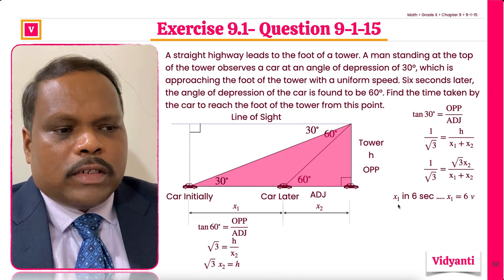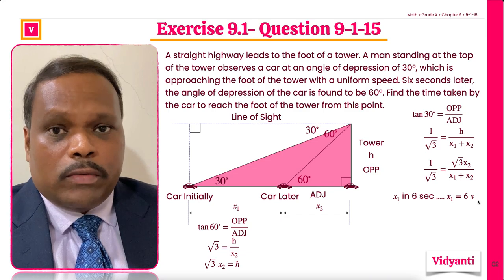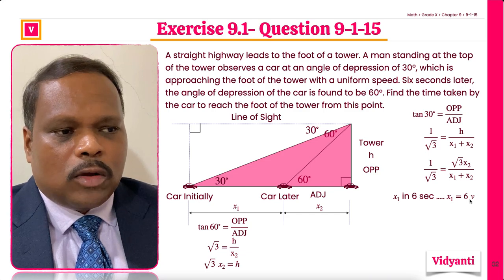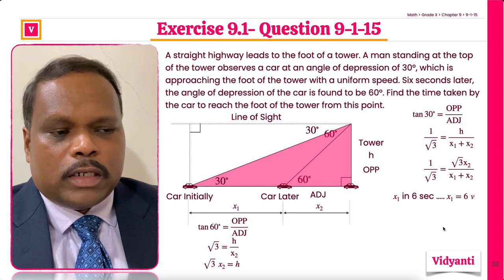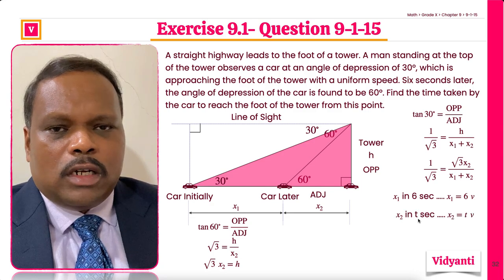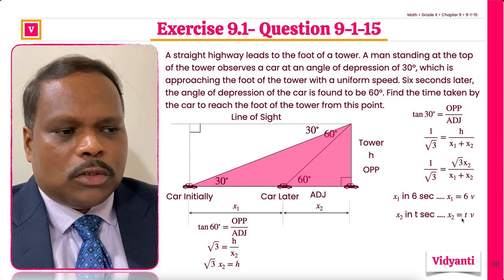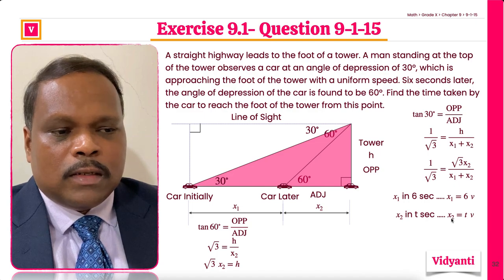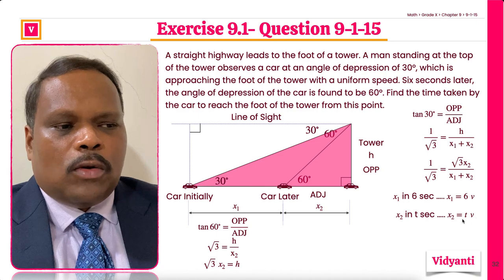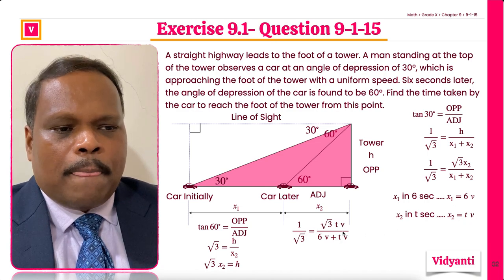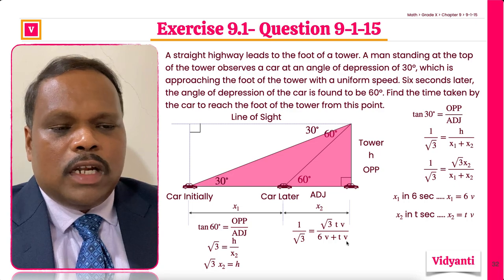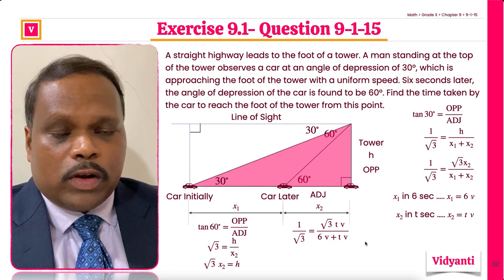If the car travels distance x1 in 6 seconds, so x1 is 6 times v, where v is the velocity. Remember, distance is always velocity multiplied by time. So x1 must be 6 times velocity. Similarly, x2 is in t seconds, which we don't know by the way. So x2 is t times velocity. So now x1 is 6v and x2 is tv, where t is time, v is velocity.